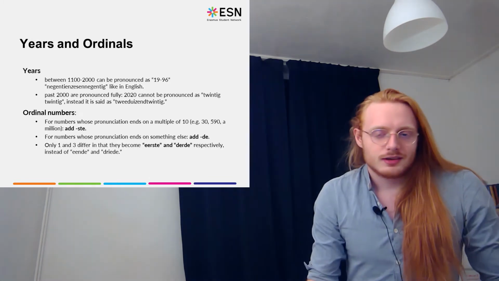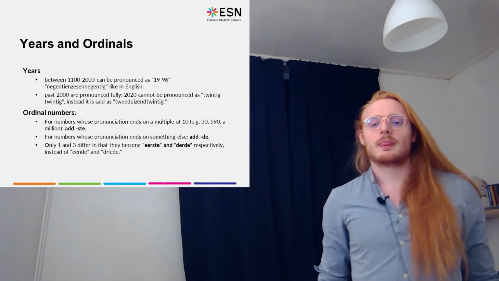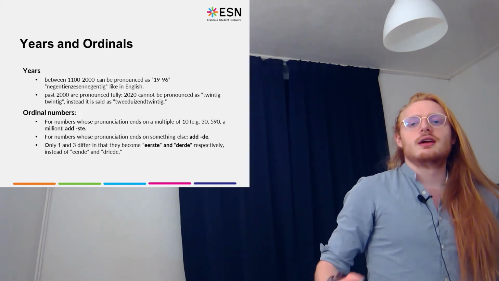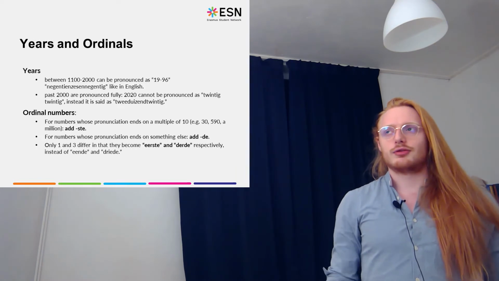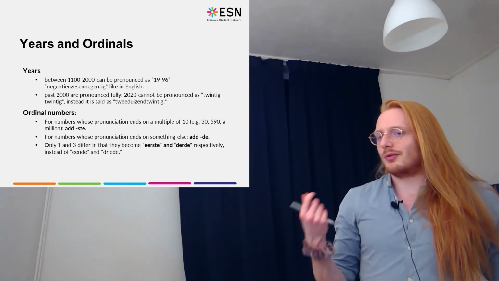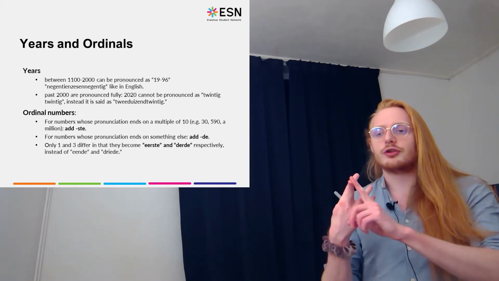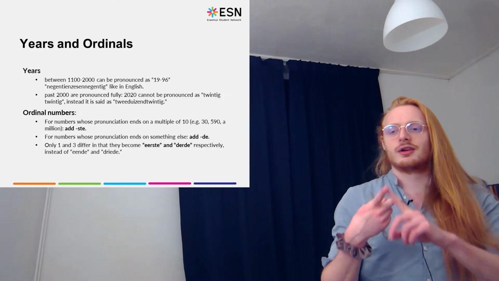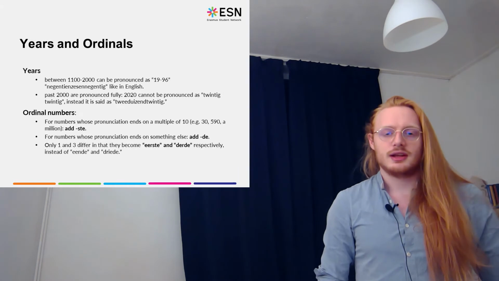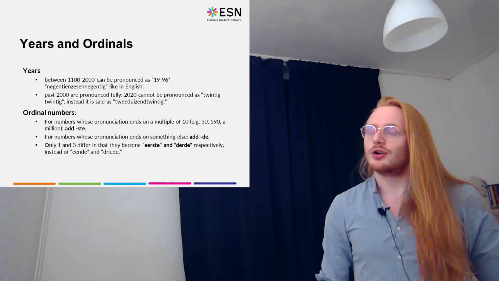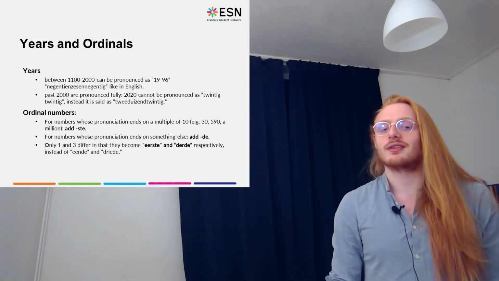Other interesting, good to know: ordinal numbers, words like first, second, etc. in Dutch are pretty straightforward. You either add de or ste at the end. And for two words, the words kind of change. Namely, first becomes eerste, and third becomes derde, instead of eende and driede. But the other words are pretty consistent. So if the word ends on a multiple of 10, you add ste.